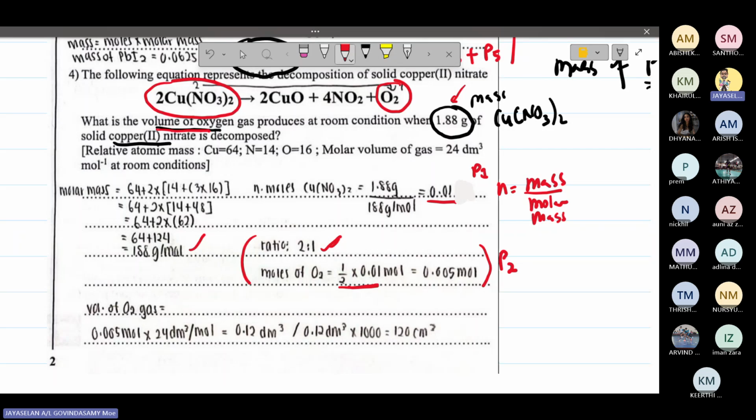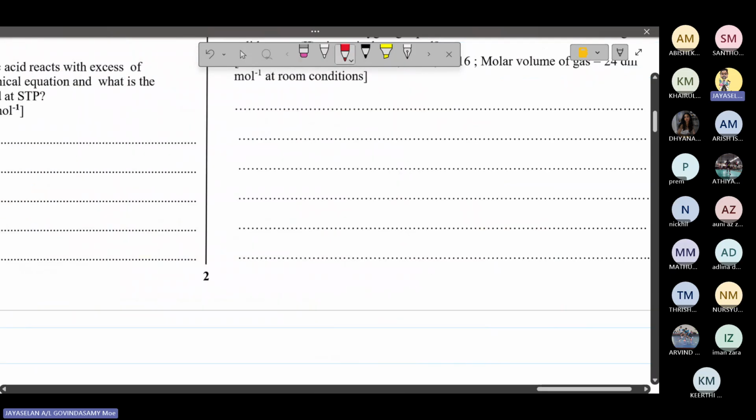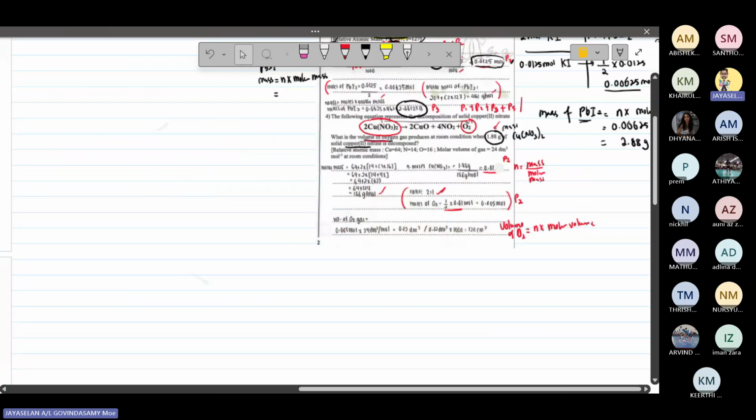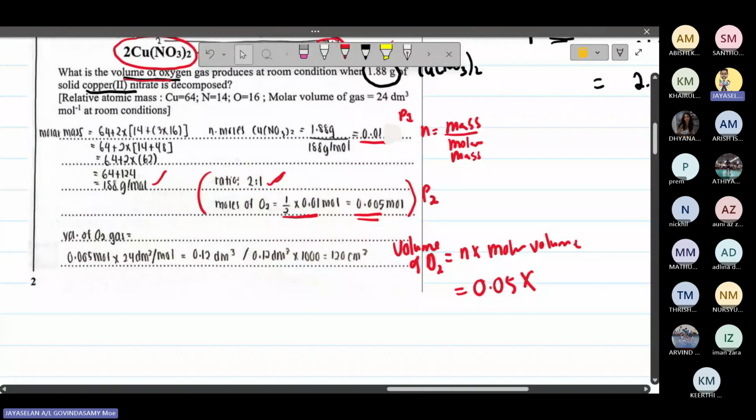Okay, next, if you want to find the volume, what is the volume of oxygen gas? What is the formula to calculate volume of oxygen gas? Number of mole times molar volume. This is the formula. Whoever has not memorised the formula, please memorise it quickly. Okay, then what does she do? She takes the mole that she found here, 0.05, times molar volume.